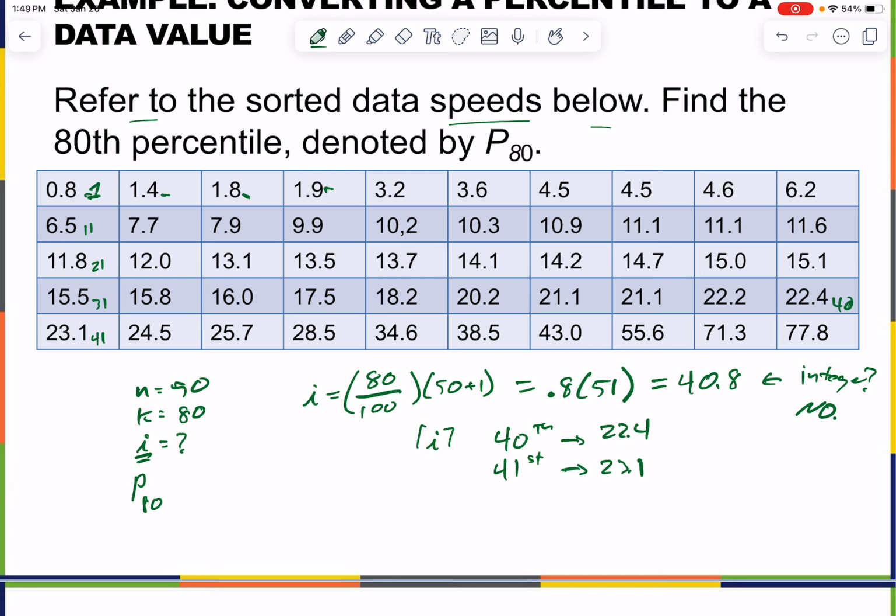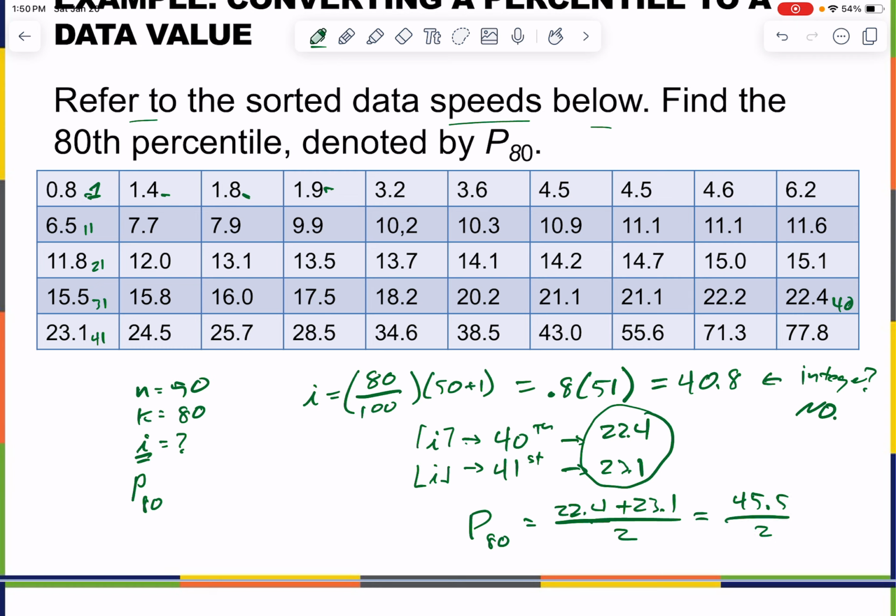I rounded up, and this here is I rounded down. And so I has served its purpose, and now we're going to average this data. So P80 is going to equal 22.4 plus 23.1 divided by 2. I'm going to average those things. And what do I get? I get 45.5.